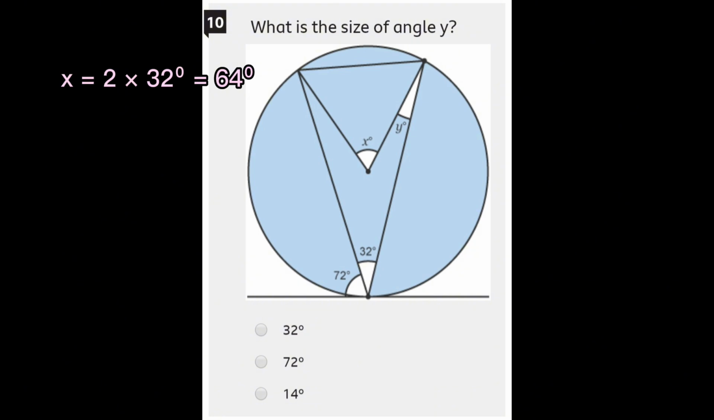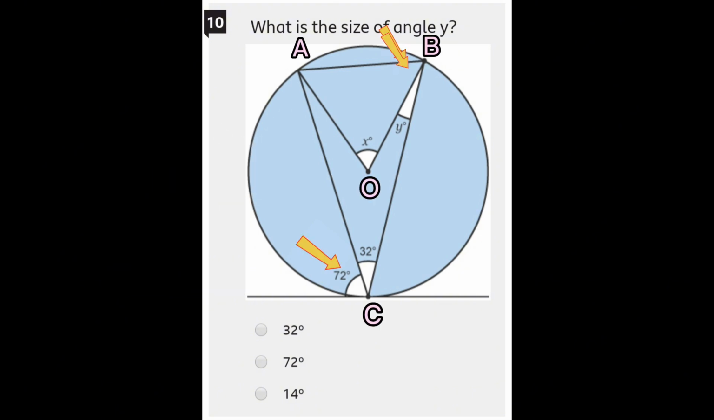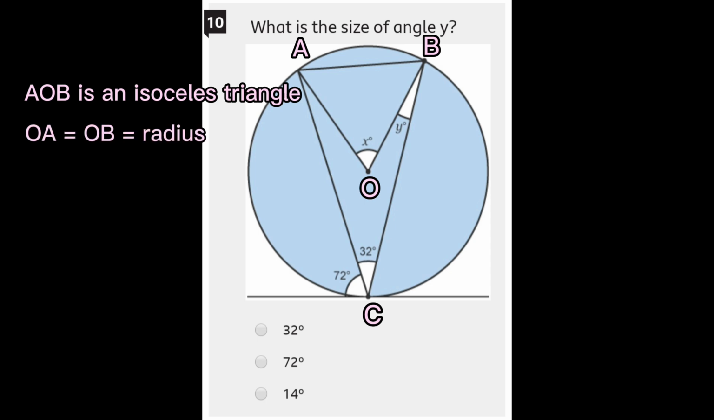We already have X equals 64 degrees from the previous question. And now, how to find the size of the angle Y? We will use the alternate segment theorem, which is the angle at C, 72 degrees, will be equal to the opposite interior angle at B, also 72 degrees. Then you will see there is an isosceles triangle inside the circle, isosceles triangle AOB.